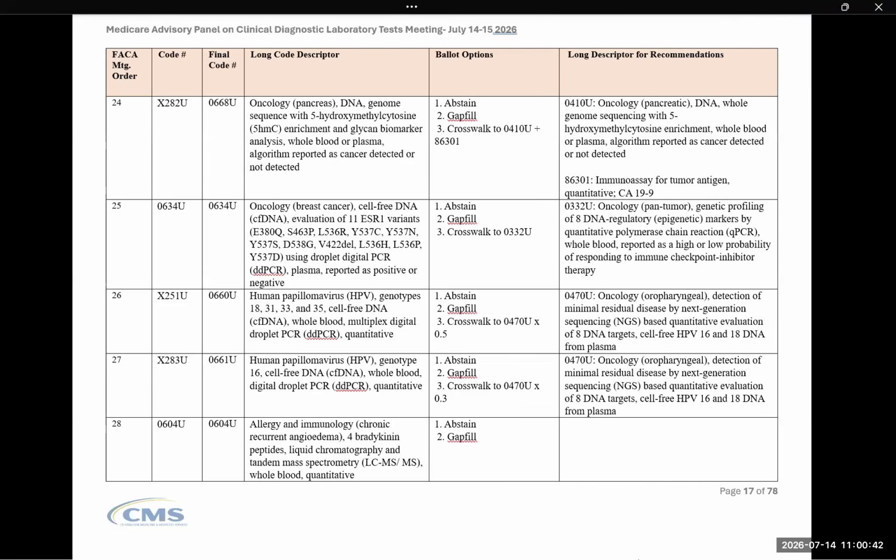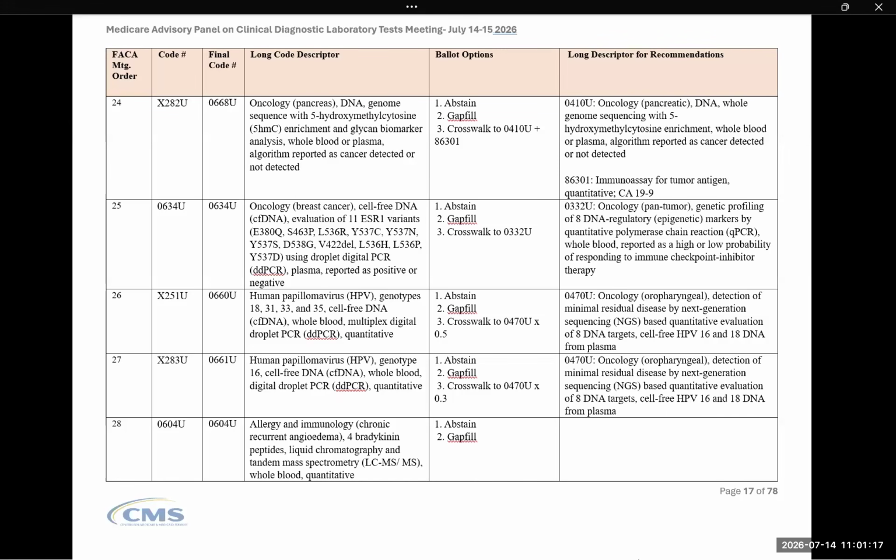All right, we're going to switch gears and discuss some chemistry codes here. So next up, we have code number 0604U, and I think Dr. Chong is taking this. Yeah, thank you. So this is a test for 4 bradykinins using LC tandem mass spec. None of the existing codes take into account the pre-analytics that is required to perform this test. So the subcommittee recommends a gap fill.